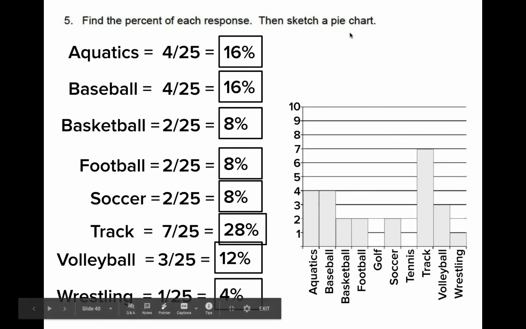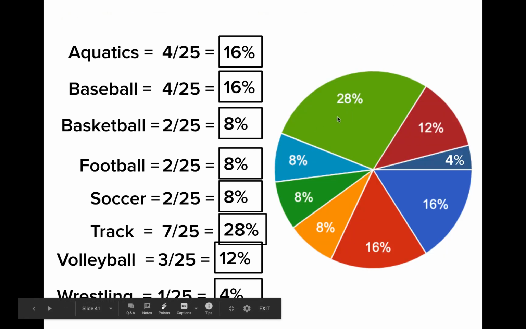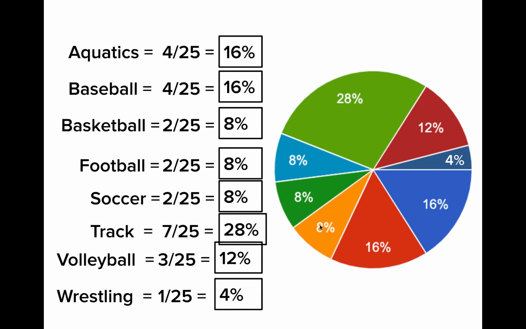So if we were to make a pie chart, notice that track is more than a quarter of the circle. It doesn't really matter where each of these goes. It makes sense to label which one each one is, but the order around the circle doesn't really matter.